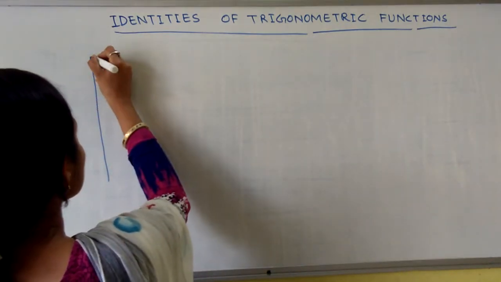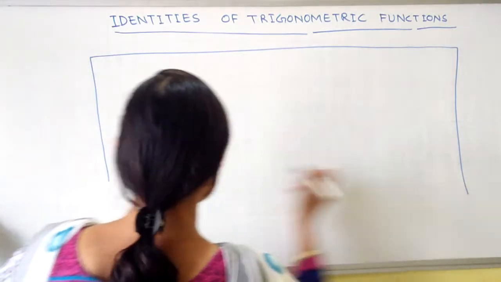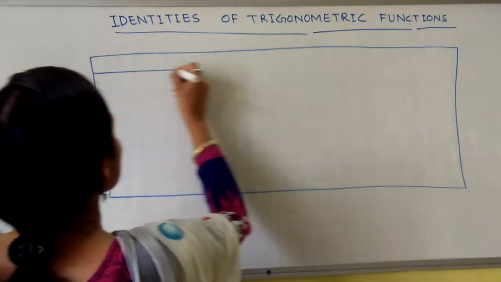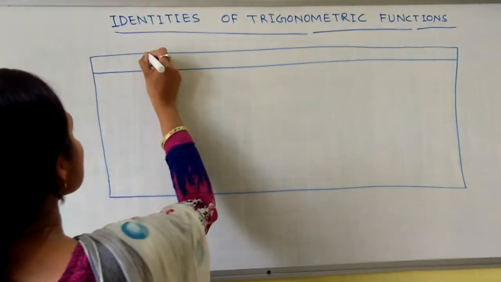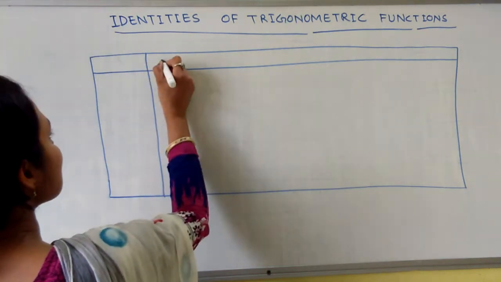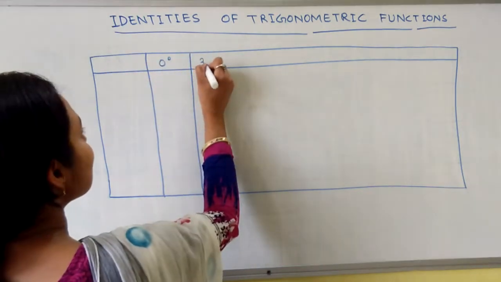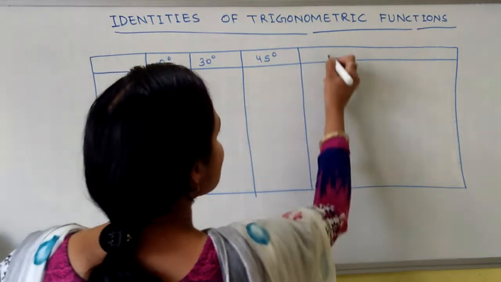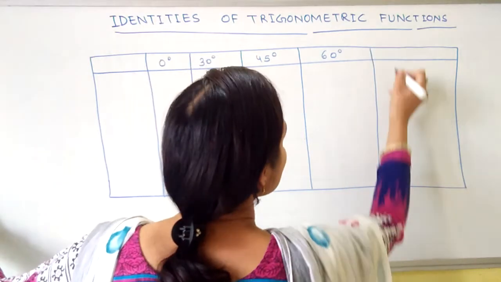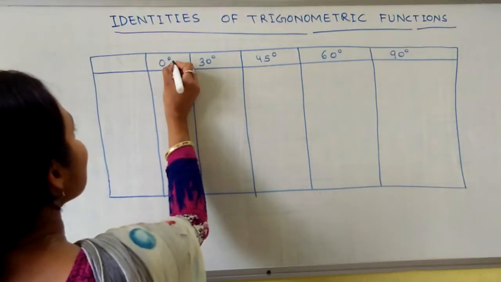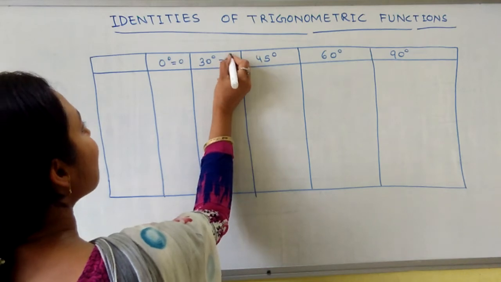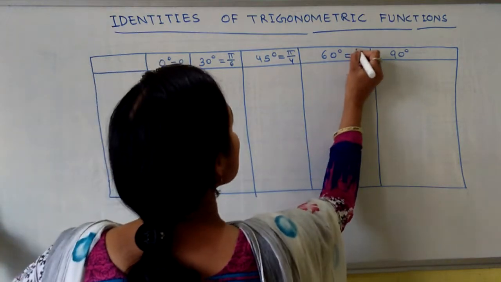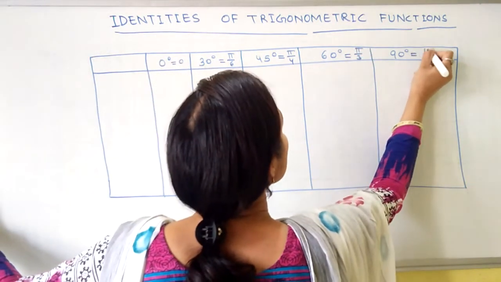This is the table for those angles. We have the standard angles. You know how to find them. First of all 0 degree, then 30 degree, then 45 degree, then 60 degree, then 90 degree. I will write it as 0, which equals pi by 6, which equals pi by 4, which equals pi by 3, and which equals pi by 2.